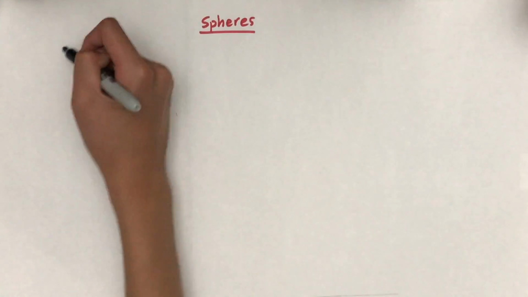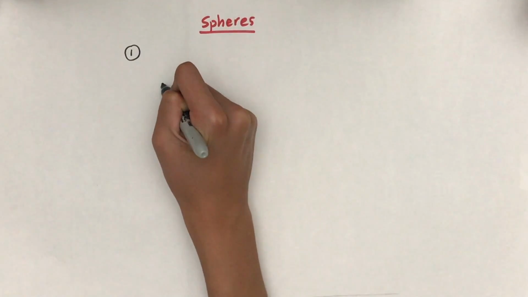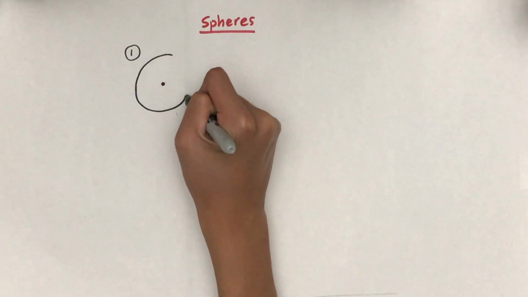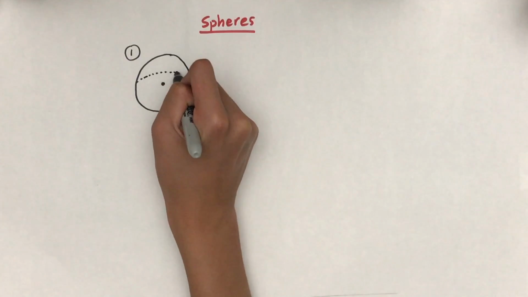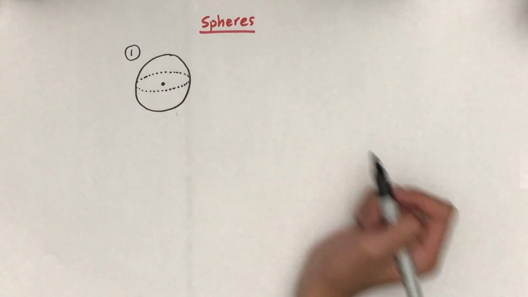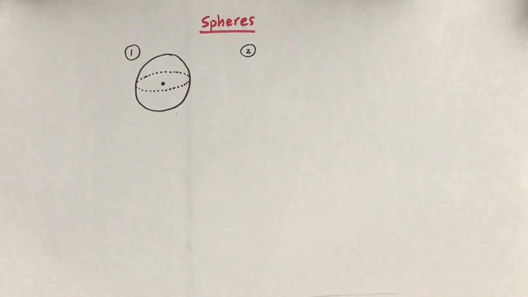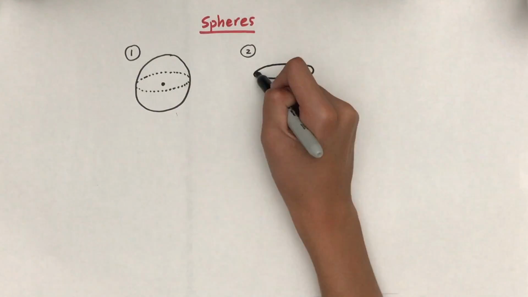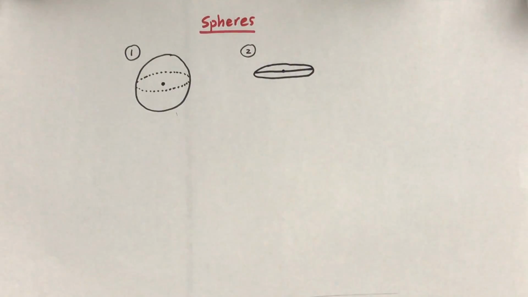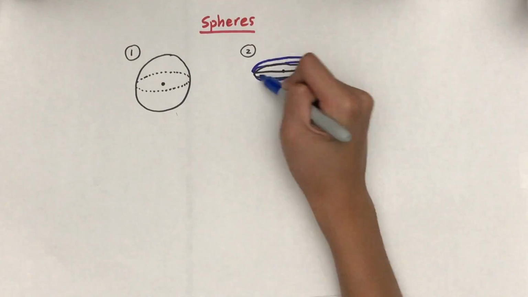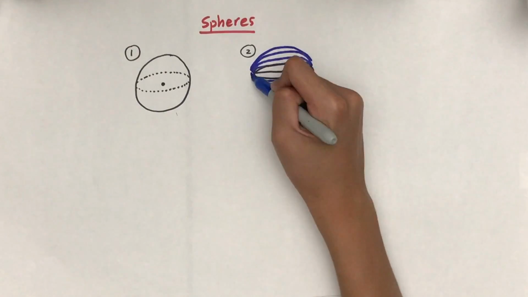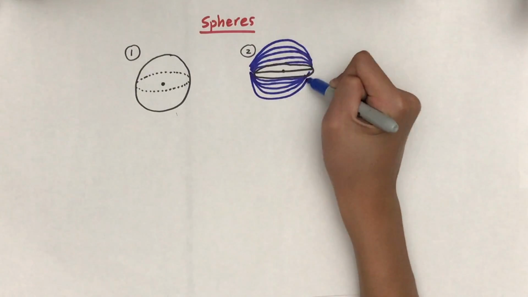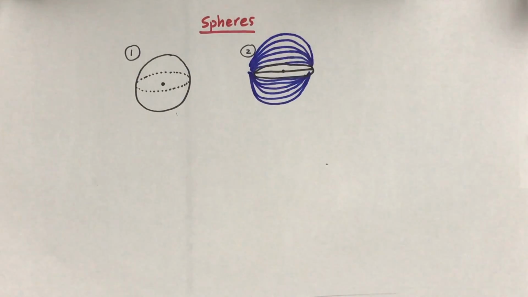So let's talk about spheres. If you remember from my locus video, then you know that you can think of a sphere as all the points equidistant from a center point in 3D space. However, another way to think of a sphere is to take a circle, draw a diameter through it, and rotate the circle around the diameter. And what you end up with is a sphere, which is the set of all the circles that have the same diameter.